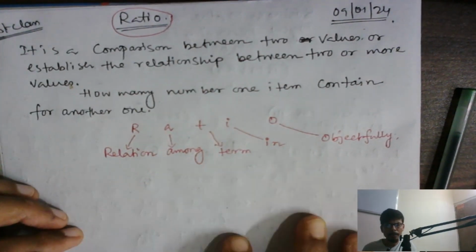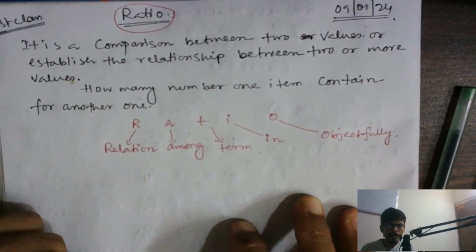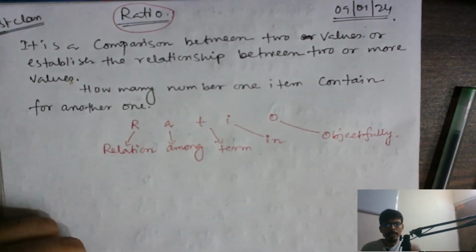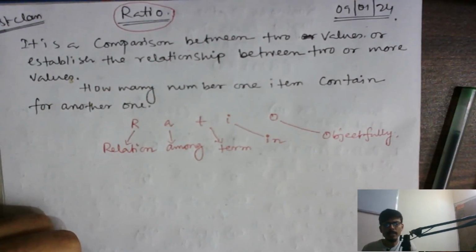Suppose another example: in a school, we have a class 11 commerce class. Suppose there are boys and girls, and section A and section B.